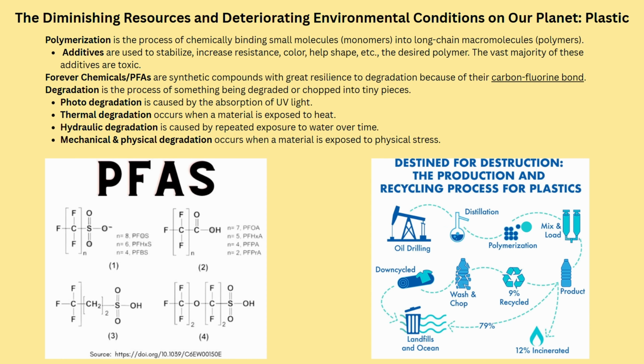Then it goes through polymerization to make really, really long chains. These long chains are added together with additives and molded into the desired shape, creating the plastic product. Now, this product can go down one of three paths. One is that 12% of it is incinerated.